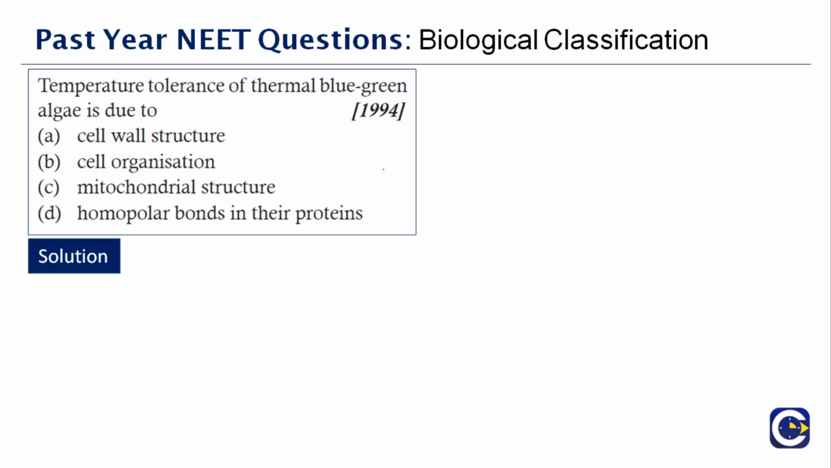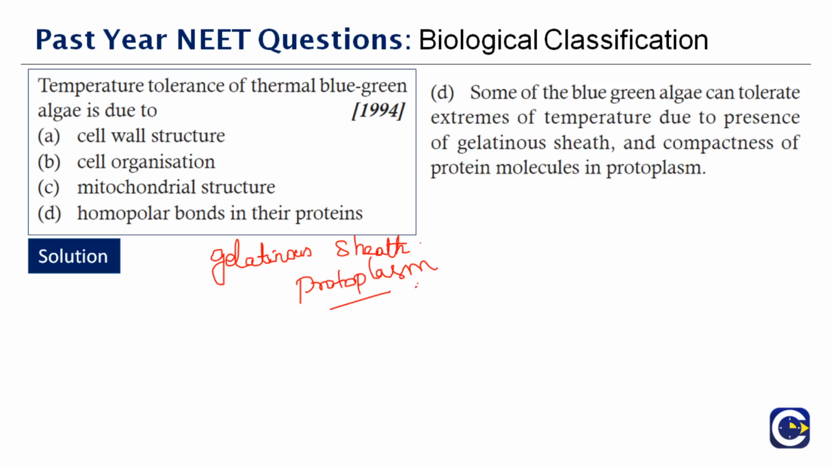Temperature tolerance of thermal blue-green algae is due to dash. Some of the blue-green algae can tolerate extremes of temperature due to the presence of a gelatinous sheath, and the compactness of protein molecules that are present exclusively in the protoplasm. So now I've given you the answer. The correct answer is option D, homopolar bonds in their proteins. Homo means same, so you find the repetition of the bonds there.